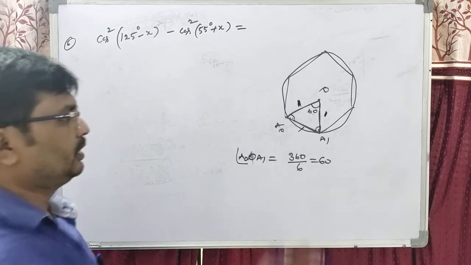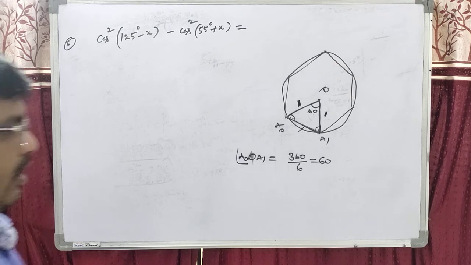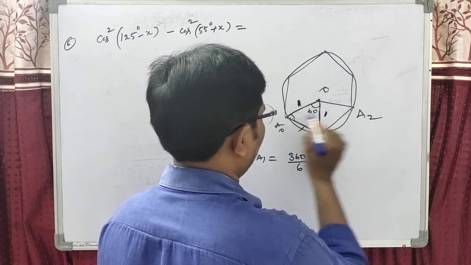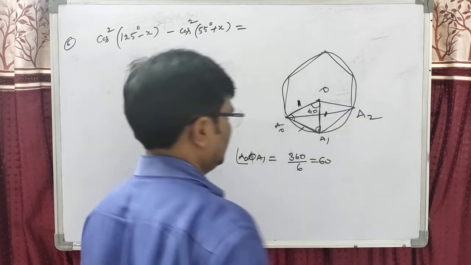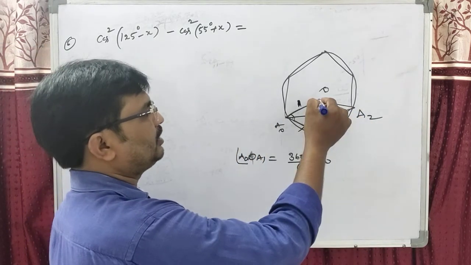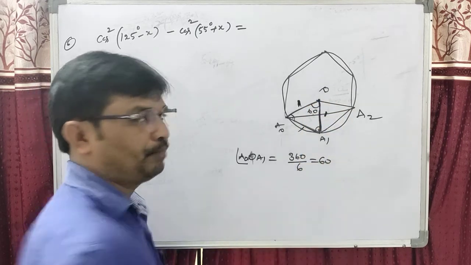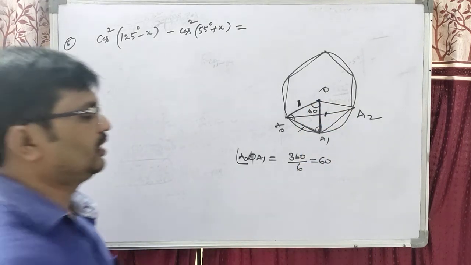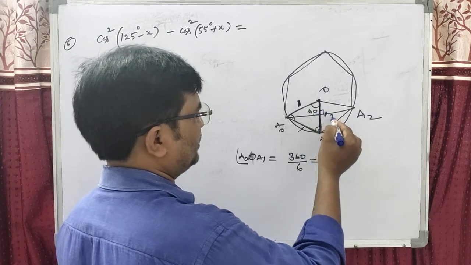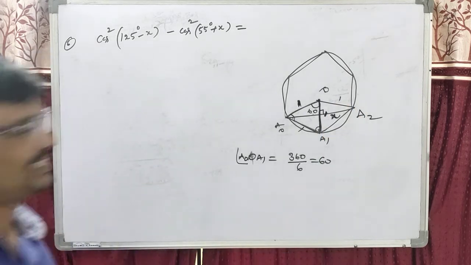Okay, students, A0A1 is undoubtedly 1. Now, how do we find A0A2, students? Just draw the chord of the circle. We have to know that any line segment drawn from the center to the chord is a perpendicular bisector of the chord. This is nothing but the perpendicular bisector. Dear students, let it be some x.